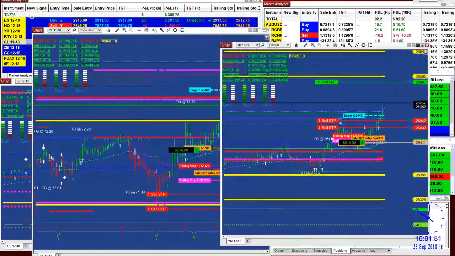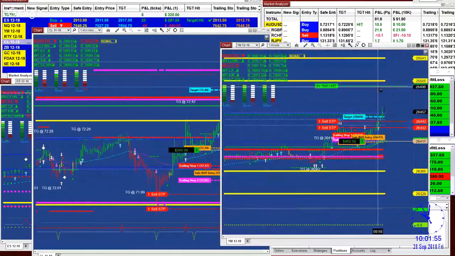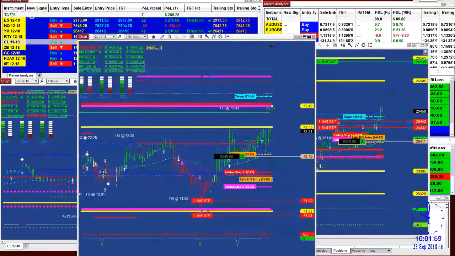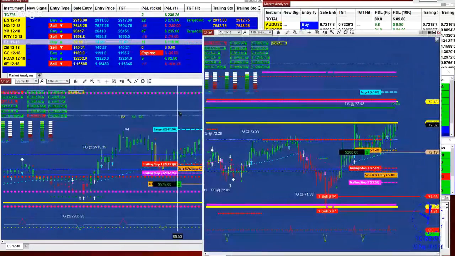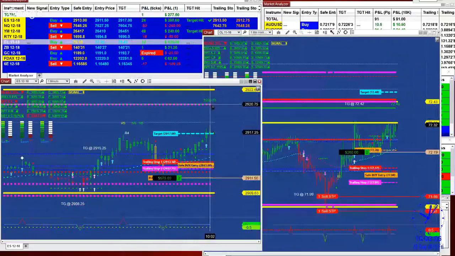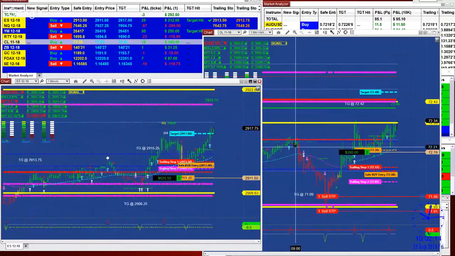YM. Let me see what I can get you on the YM. Actually, I don't have anything on the YM, and it's gonna be a very wild ride on the YM. We'll see. But it's already hit the target on the YM. And the ES, watch the 29.20, folks.